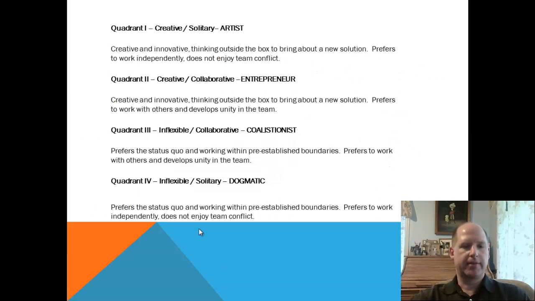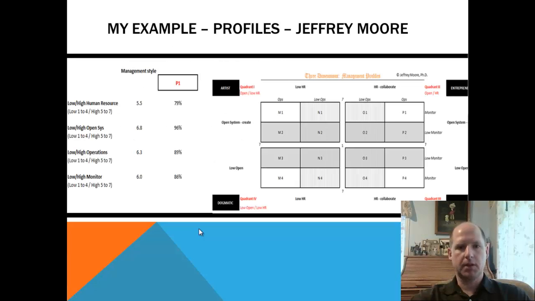And here I have a couple definitions that will help you. For me, what you see here in my score when you go into your Excel spreadsheet, you see here low 1 to 4 would be the low HR, and then the high HR is 5 to 7. And mine's kind of on the borderline, but 5.5.